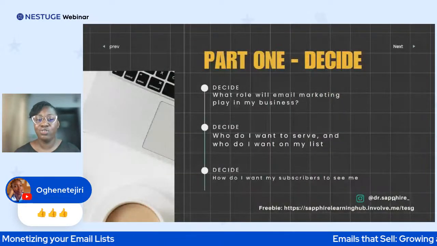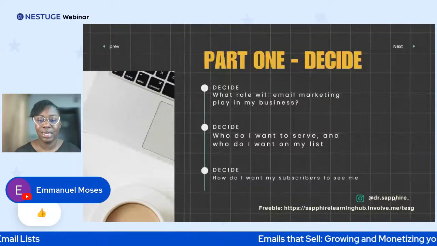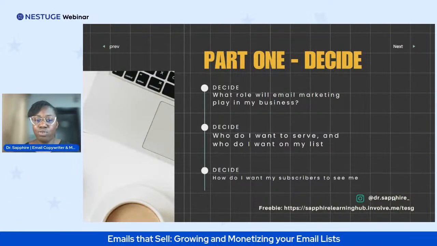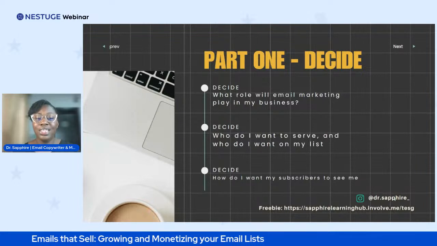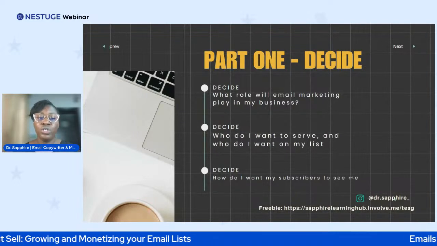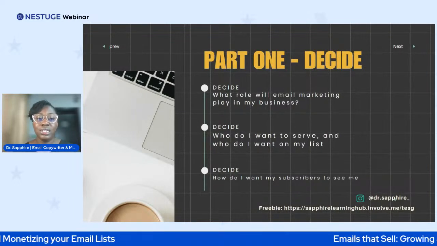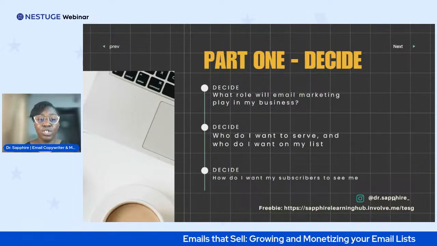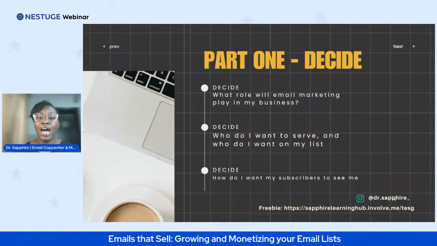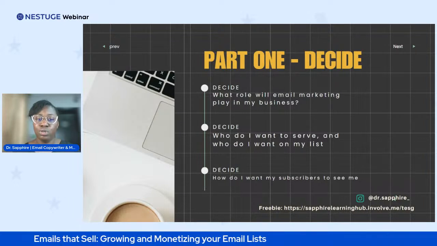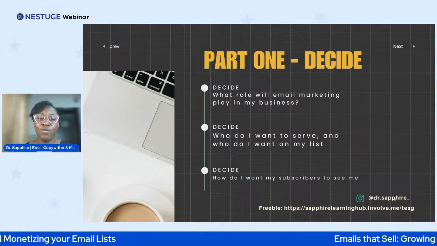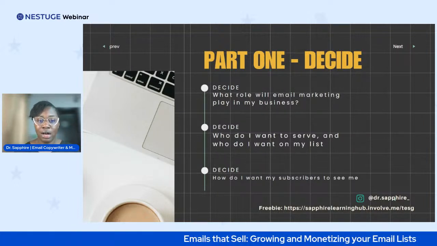The first thing you need to do is to decide. Part one says decide. What are you deciding? I've told you the role of email marketing in your business. Now you decide what role you want email marketing to play in your business. Is it just the 3 C's? Do you want to build community? Do you just want to use it as a distribution channel? How do you want to use email marketing today? If you ask 5 people how they use email marketing, you will see that everybody has one thing they do that the other person is not doing. So write it down in your notes.